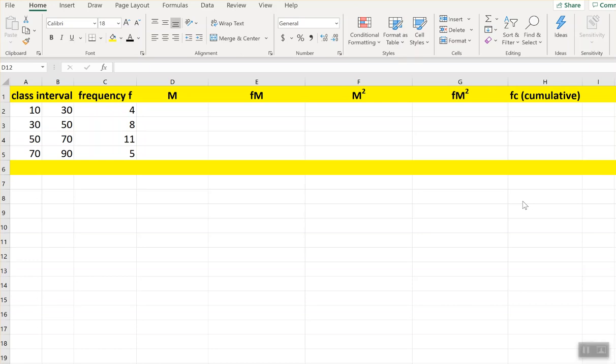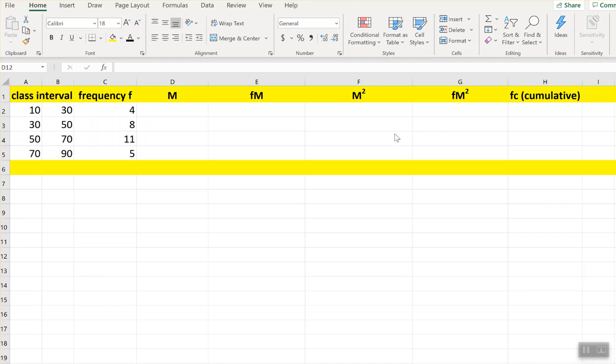Hi everyone, here's the solution for the question I asked you to do at the end of week 5 on group data, calculating the mean, the median, and the standard deviation. The question has class intervals from 10 to 30, 30 to 50, 50 to 70, and 70 to 90. The frequencies are 4, 8, 11, and 5, and you're asked to calculate first the mean, then the median, and then the standard deviation and the variance. And that's an approximation since this is group data.